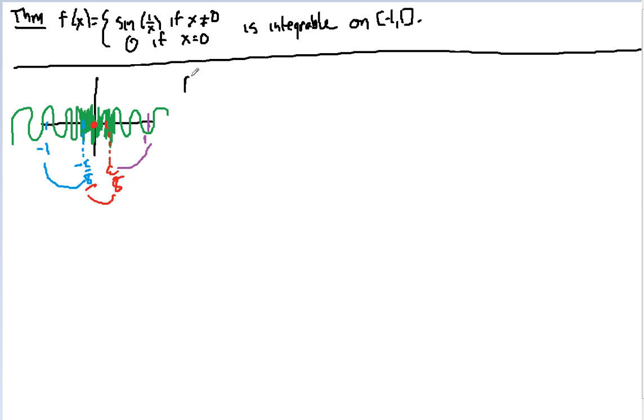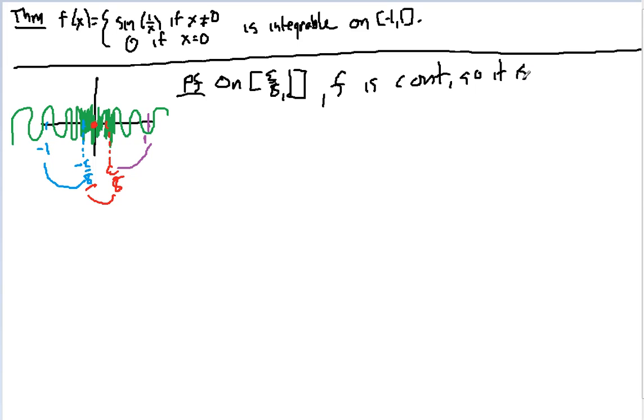And the proof is, on the interval, say epsilon over 8, comma 1, f is continuous, because the only bad part is really at 0. So it is integrable on epsilon over 8, comma 1.